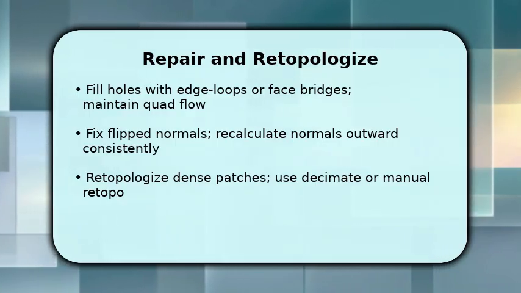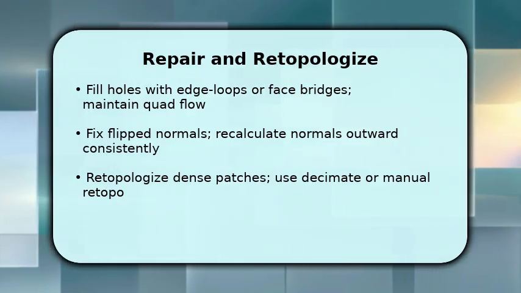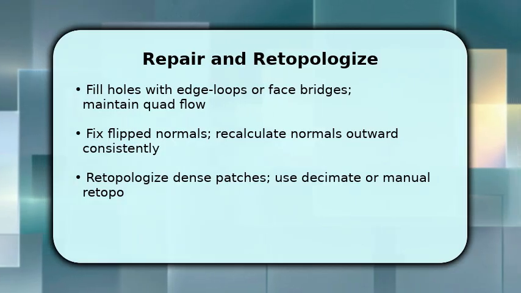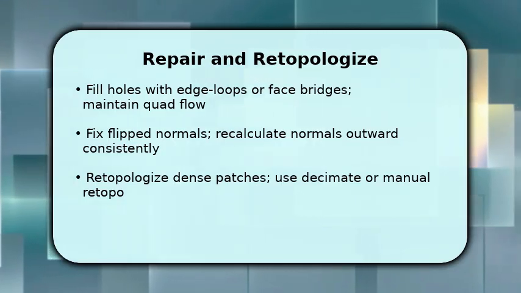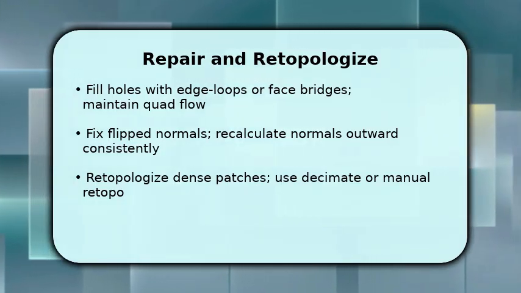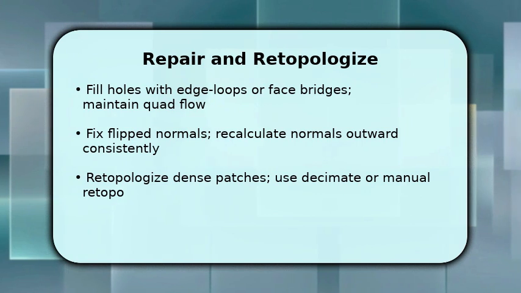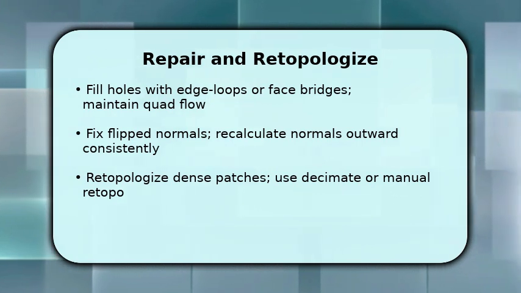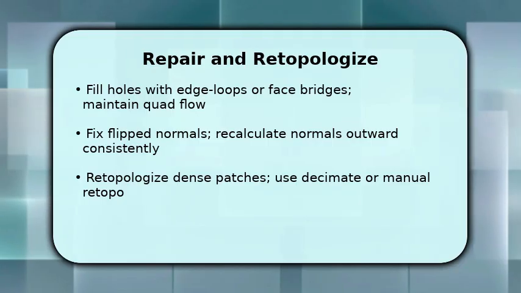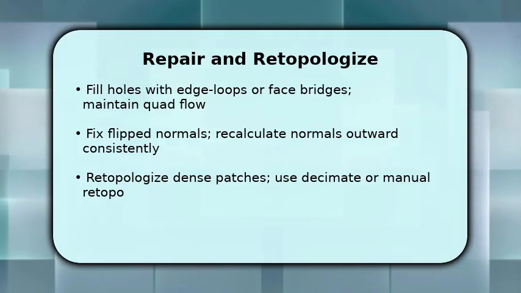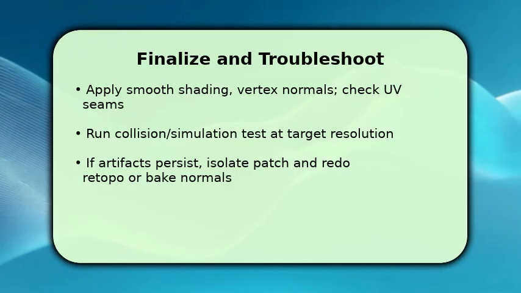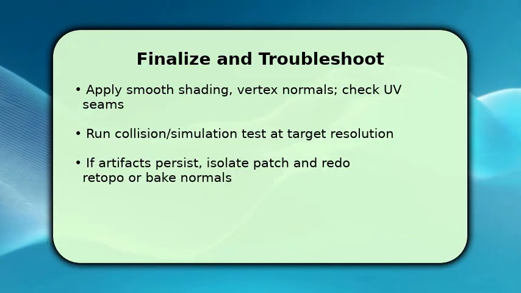Next, recalculate normals outward and manually flip any stubborn faces so lighting and simulations behave correctly. If areas are overly dense or messy, retopologize that patch or apply controlled decimation, then smooth and relax vertices to match surrounding topology. You finish by applying smooth shading and baking or setting vertex normals to unify appearance.